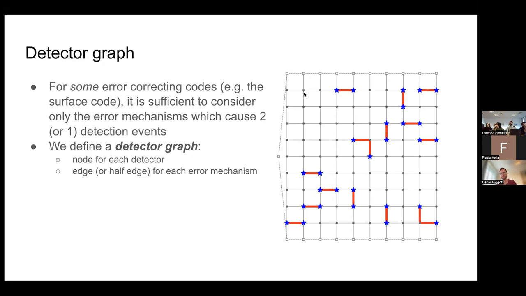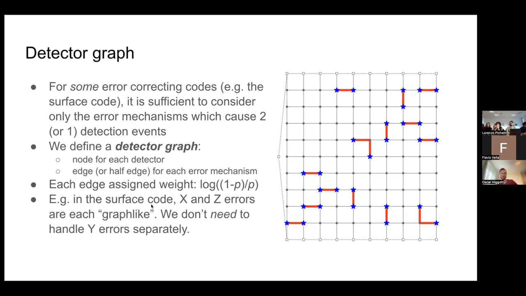Or if it's on the boundary, we say that this is a boundary edge, because this error mechanism will only flip the outcome of this detector. This is just a virtual node, a boundary node. And then we assign a weight. This is a weighted graph. And the weight of each edge is the log likelihood ratio of the probability that the corresponding error mechanism occurs.